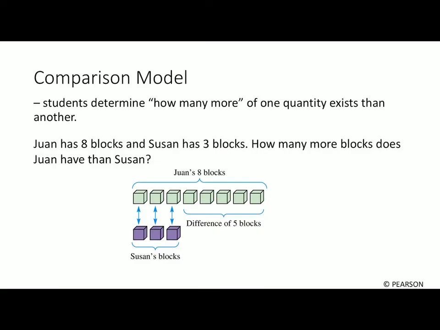All right, here's another model, the comparison model. Here we're asking how many more of one quantity exists than another. So here again, I'm looking at 8 and 3. So Juan has 8 blocks and Susan has 3 blocks. How many more blocks does Juan have than Susan? So they're going to compare, and we can draw a picture. So here we've drawn some blocks, and we're going to line up Juan's 8 blocks and Susan's 3 blocks, and you can see that 3 pairs line up, and what's left here is the answer to my subtraction problem. So 8 minus 3 is equal to 5.